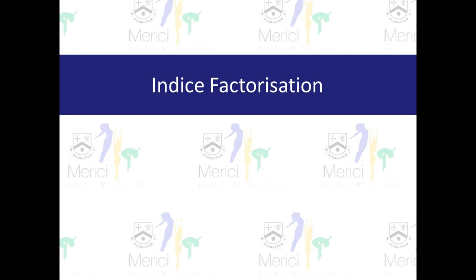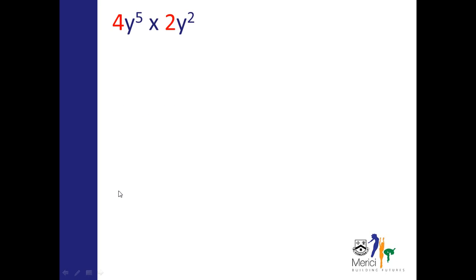Let's have a look also at factorisation, which is a related part of this. I'll just give you an example about what we're talking about here. Have a look at this, and I've deliberately put the 4 and the 2 into red. I want to factorise this equation, and to do that, I want to find the highest common factor.